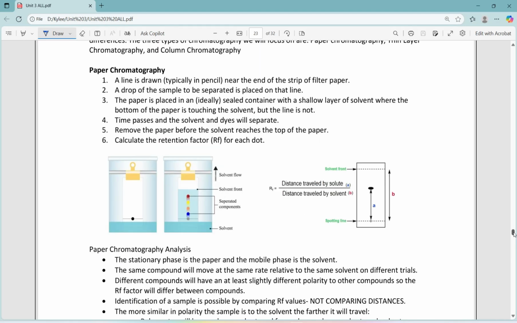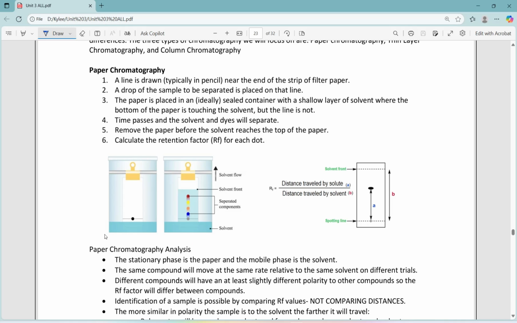So in paper chromatography, which is our first one that we're looking at here, essentially a line is drawn in pencil near the end of a strip of filter paper, and a drop of the sample that we want to separate is placed on that line. And then the paper is placed in a shallow layer of solvent where the bottom of the paper is touching the solvent, but the line is not.